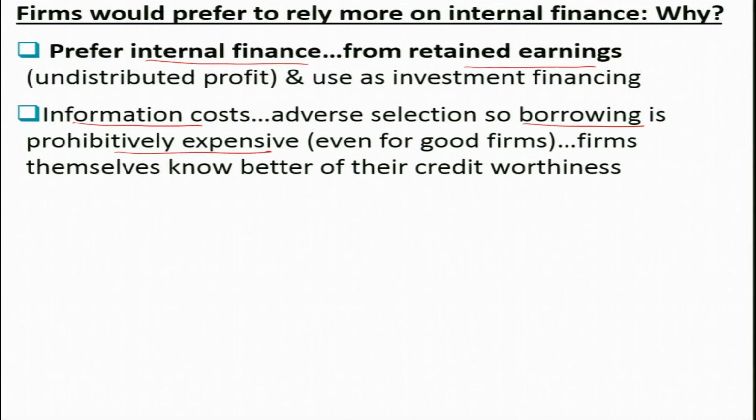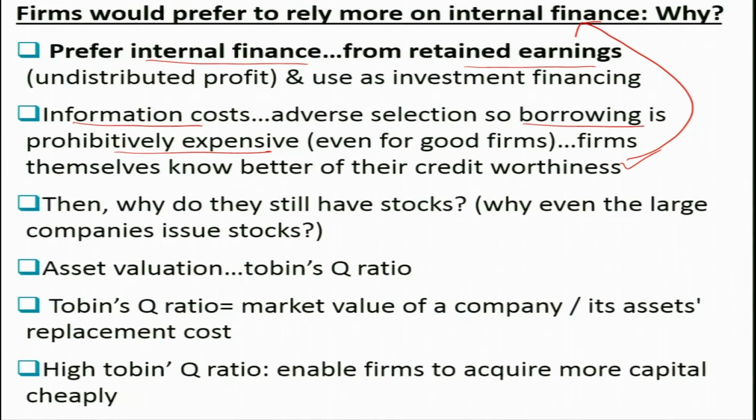Firms themselves know better their own creditworthiness. So if some firms think that their creditworthiness is much higher than the market average, they would prefer internal finance, because they know it is actually expensive for them to borrow from the market. Then why do they still issue stocks? One explanation is that even large companies issue stocks.